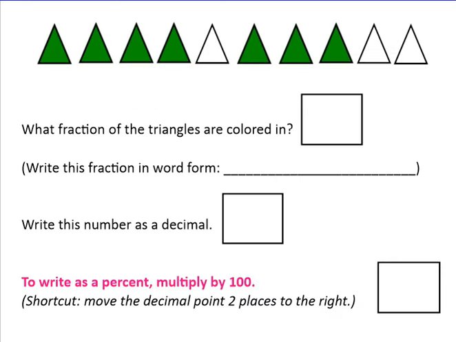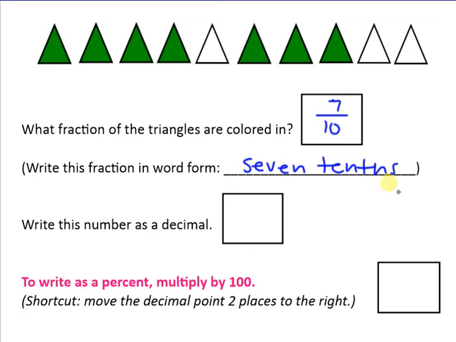Okay, now, how do you actually convert between percents, decimals, and fractions? Okay, so let's start with fractions. What fraction of these triangles are colored in? Okay, so there's 1, 2, 3, 4, 5, 6, 7. There's 7 out of 10 that are colored in. Write this fraction in word form. 7/10.